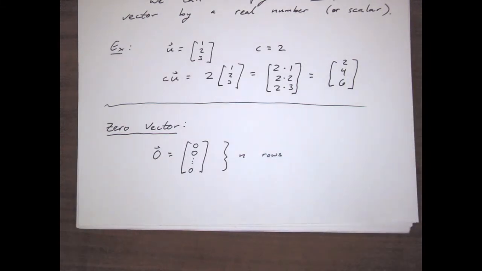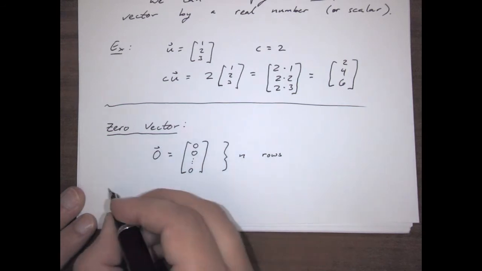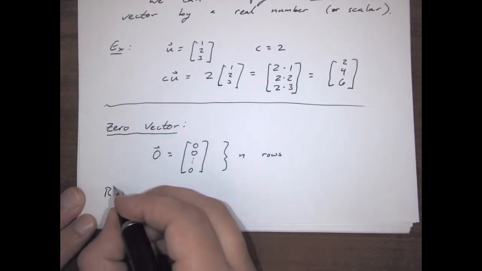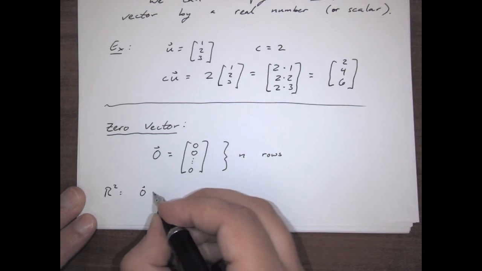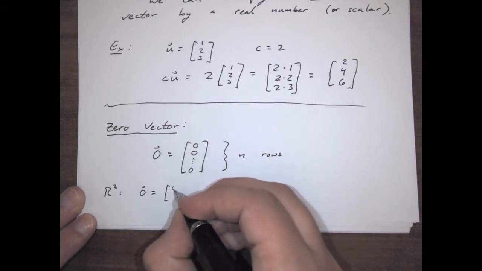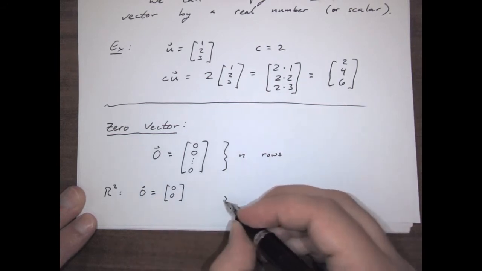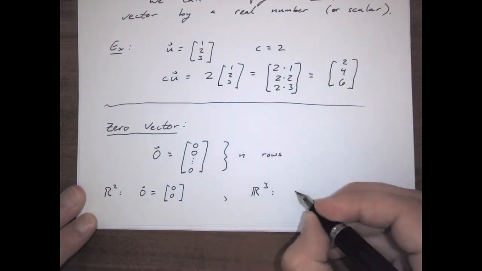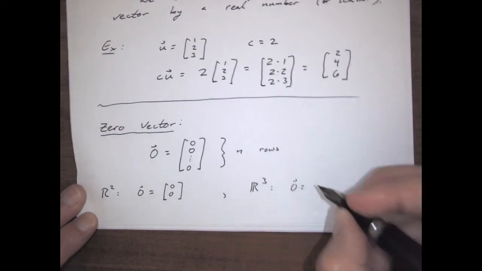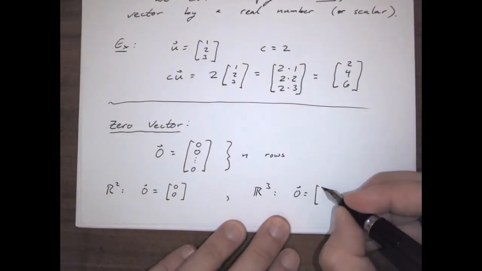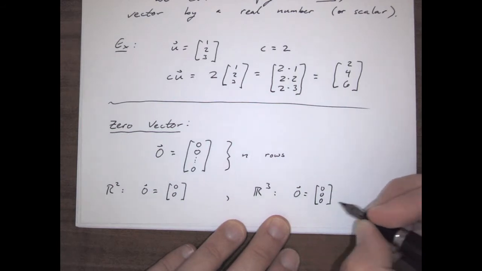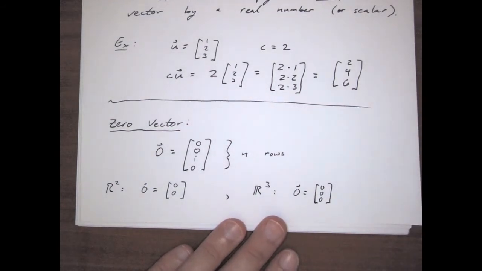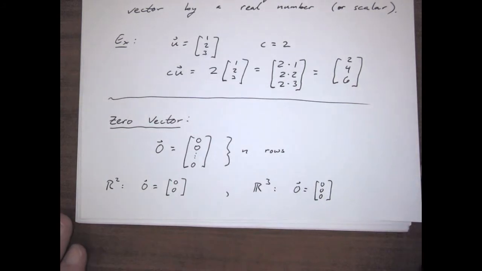And we will not usually make much of the indication of which 0 vector it is. Different 0 vectors will have different numbers of entries. So for R2, for example, the 0 vector would be 0, 0. For R3, we'd have a 0 vector with 3 zeros, etc. And it'll be clear from the context which 0 vector we're talking about in most cases.